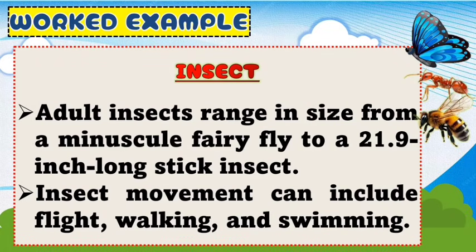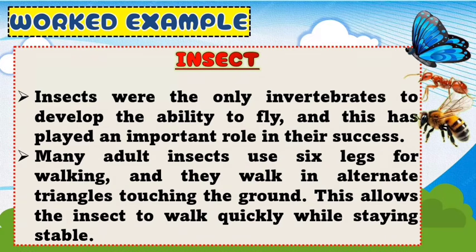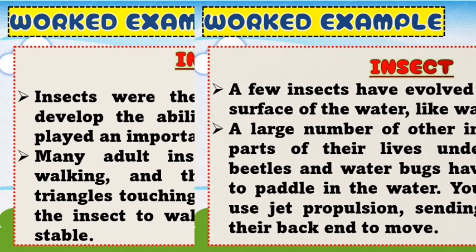Adult insects range in size from a minuscule fairy fly to a 21.9-inch long stick insect. Insect movement can include flight, walking, and swimming. Insects were the only invertebrates to develop the ability to fly, and this has played an important role in their success. Many adult insects use 6 legs for walking, and they walk in alternate triangles touching the ground. This allows the insects to walk quickly while staying stable.